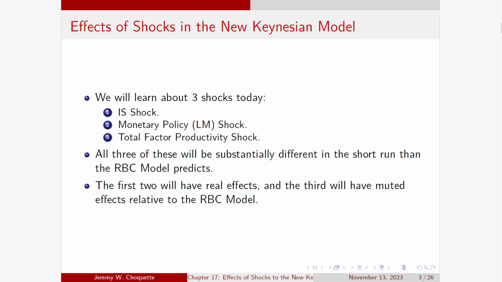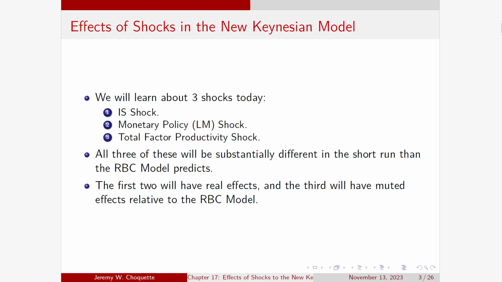So the IS shock, it could be something like that investment shock that we were looking at. It could be a shock in consumer preferences where they want to consume more and save less, something like that. It could also be a government spending shock. So if the government wants to spend a bunch of money now, that would activate through movement in the IS curve. Now, the monetary policy shock, that one's pretty self-explanatory. That's if the central bank wants to inject money into the money supply and try to improve real economic activity that way.